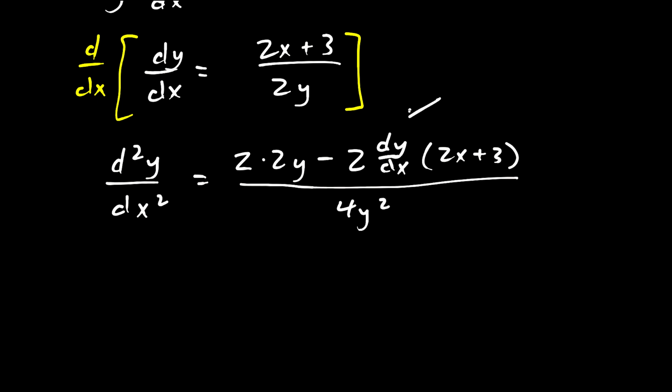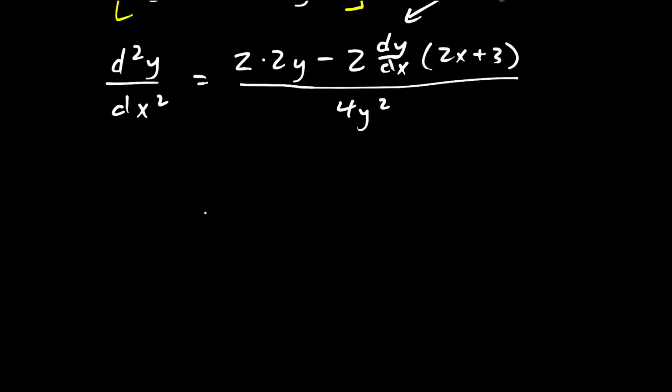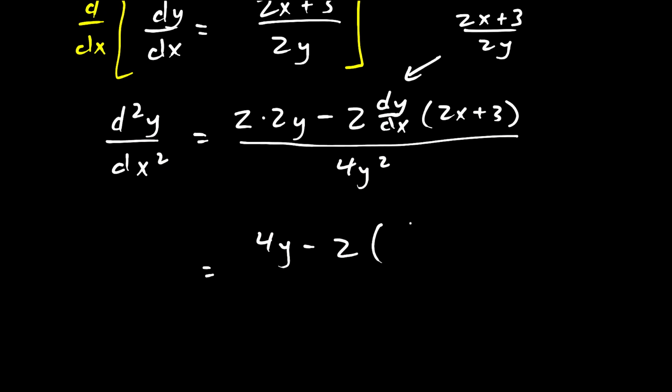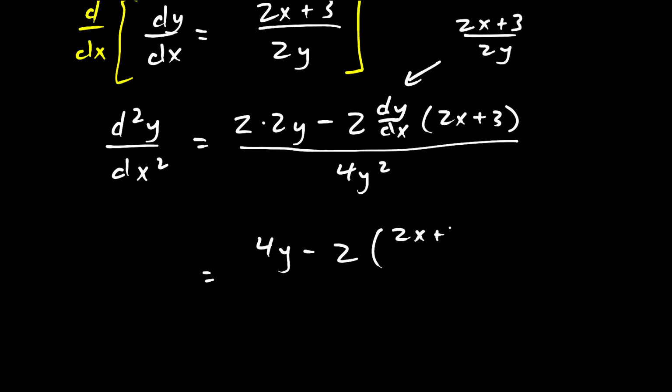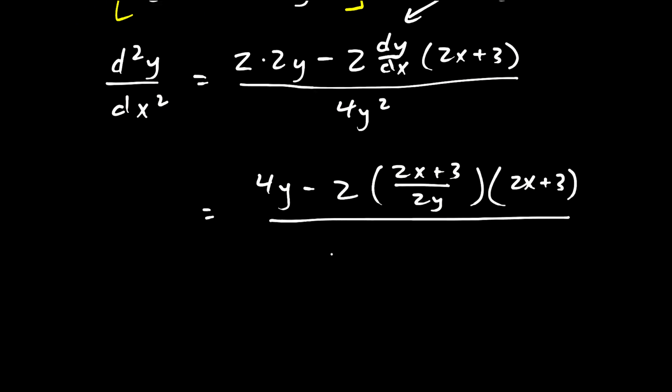So this is where we need to do something a little different. So we know that dy/dx is equal to (2x plus 3) over 2y. So we're going to go ahead and substitute that in. So we have 4y minus 2 times our dy/dx, which we said was (2x plus 3) over 2y, times, and again we have 2x plus 3 here, all over the bottom squared.